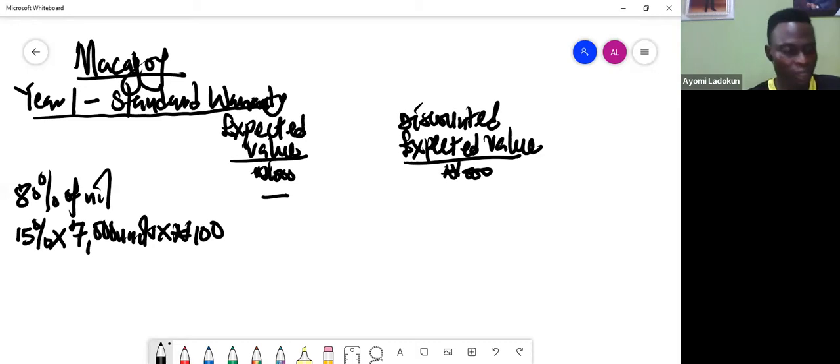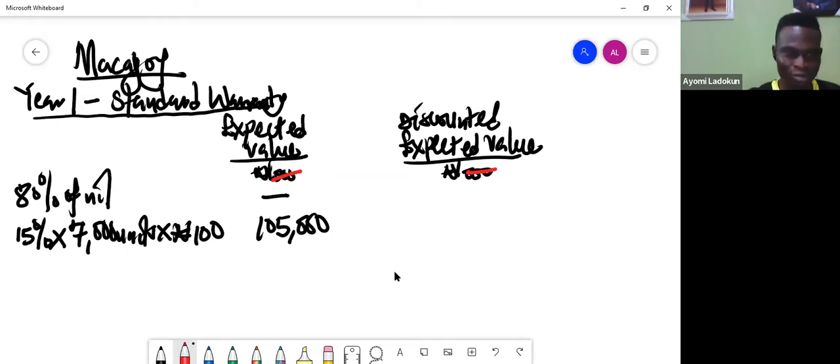I'll now press my calculator: 15% multiplied by 7,000, then multiplied by 100. What will this give us? It will give us 105,000. I'm not sure whether this should be in thousand. I think it should just be in naira. And if it's in thousand, try and leave it like that. What matters is my figure here. So let's move on.